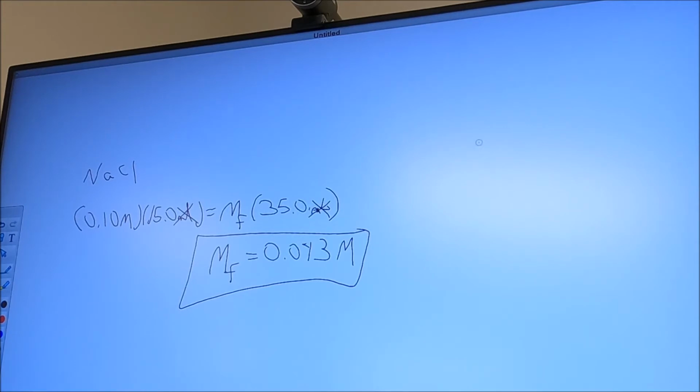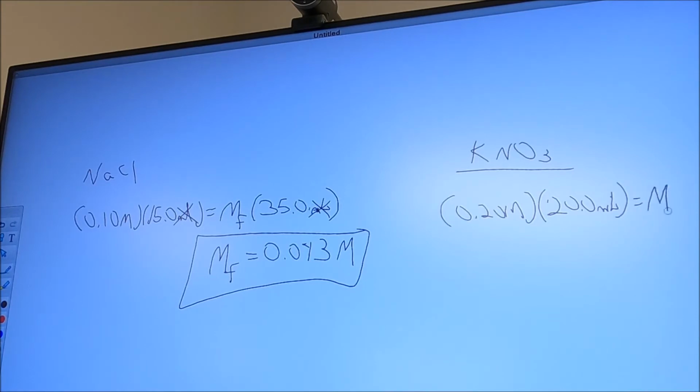Okay, if we do the same thing for the potassium nitrate, then the molarity initial was 0.20 molar. The volume of the potassium nitrate solution was 20 milliliters. Molarity final, we don't know, and it's the same final volume, 35 milliliters. So 0.2 times 20 divided by 35 says that molarity final is 0.114 molar.